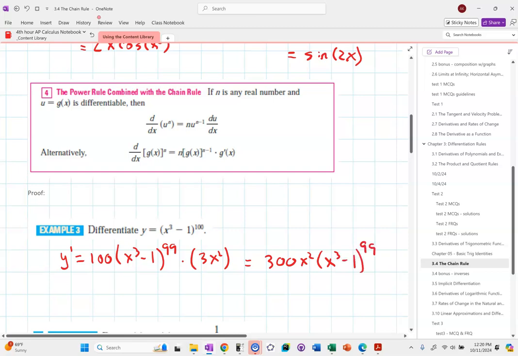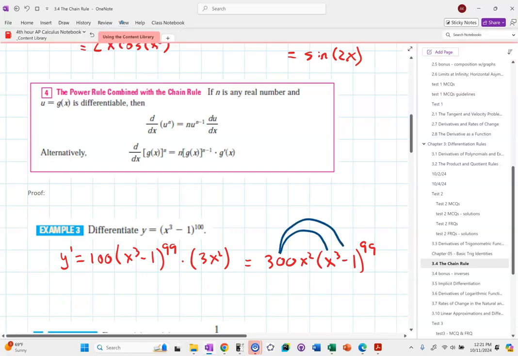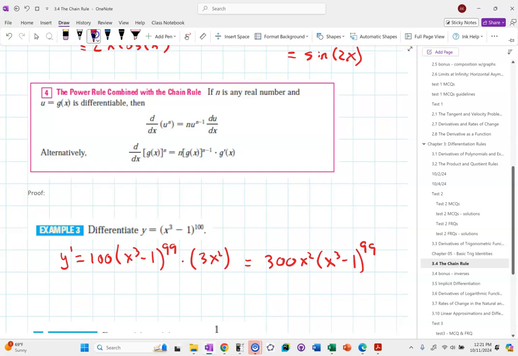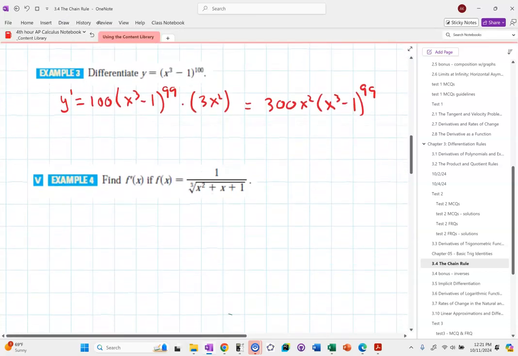Can I distribute the 300x squared inside? Definitely not. Why not? Why can't I distribute that 300x squared inside the parenthesis? Yeah, because of the exponent, you'd be breaking the order of operations. I have to do that exponent before I can multiply. Everybody's okay? Just wanting to point out some of these little algebraic guys.